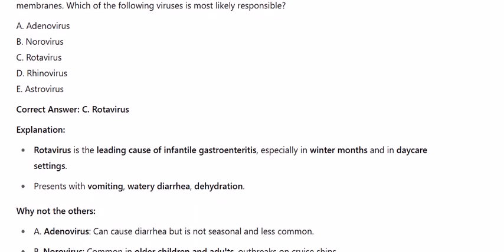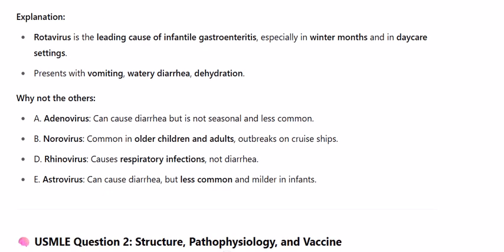Why not the others? A. Adenovirus can cause diarrhea but is not seasonal and is less common. B. Norovirus, common in older children and adults, outbreaks on cruise ships. D. Rhinovirus, causes respiratory infections, not diarrhea. E. Astrovirus, can cause diarrhea but is less common and milder in infants.